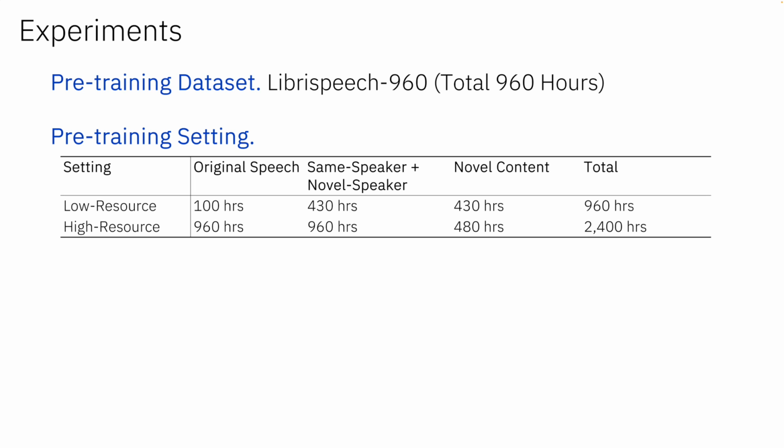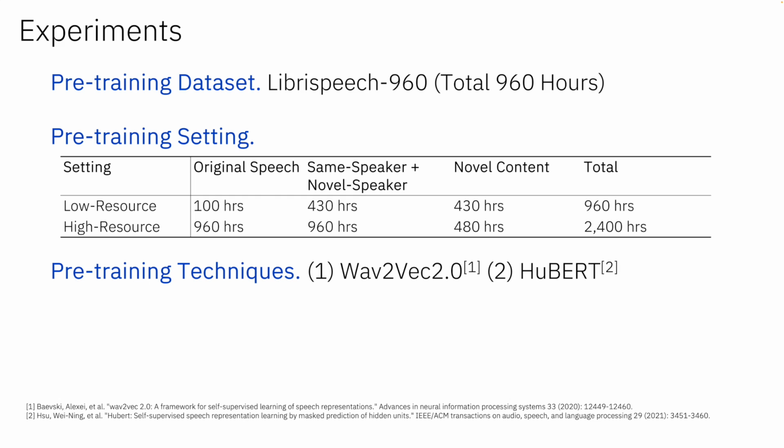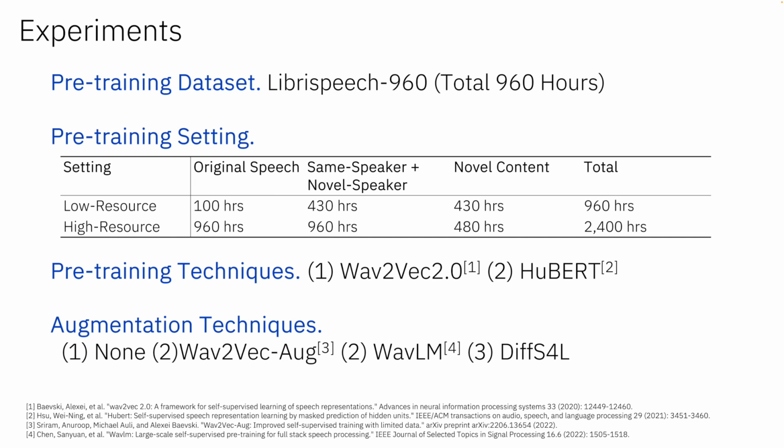In the high resource setting, we use all of the 960 hours of real speech and then augment it into 2,400 hours. We use two standard pretraining techniques, Wav2Vec2 and HuBERT, to train the initial and the final speech representation networks. We compare four augmentation techniques: no augmentation, Wav2Vec-Aug, WavLM, and our proposed DiffS4L. We evaluate the performance on several downstream tasks.